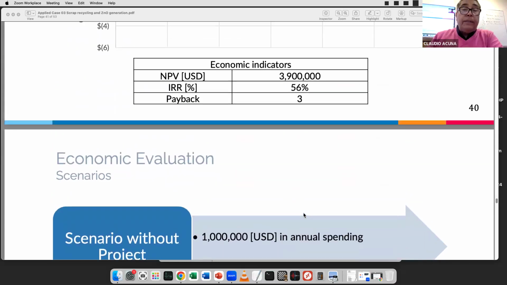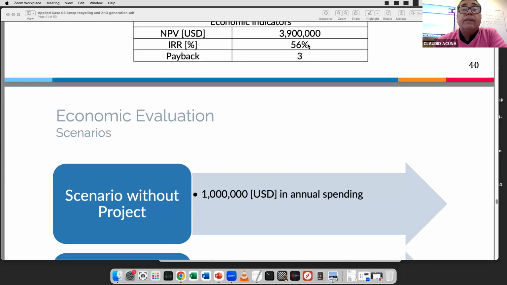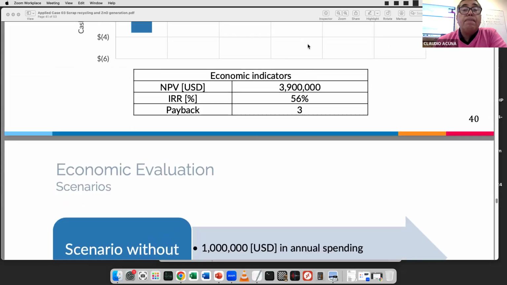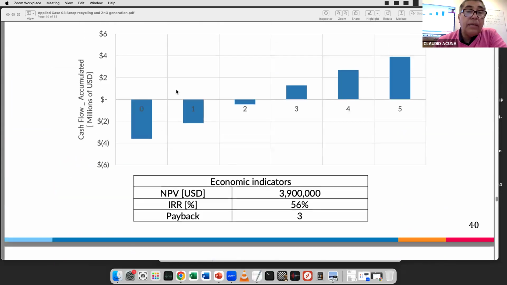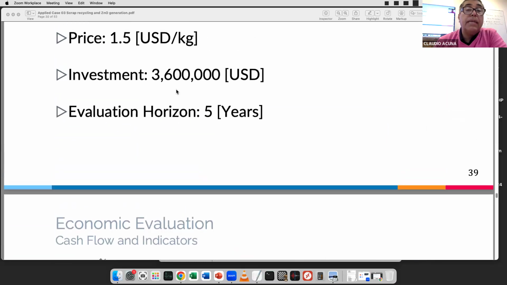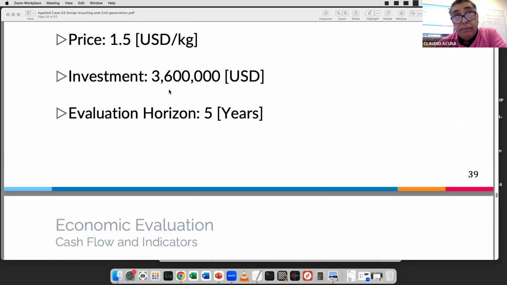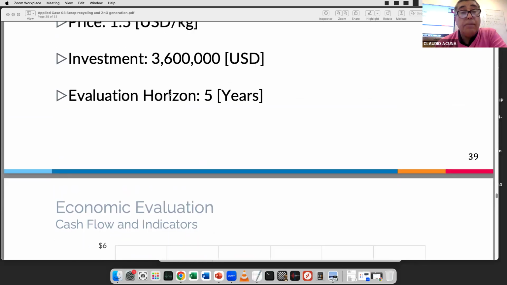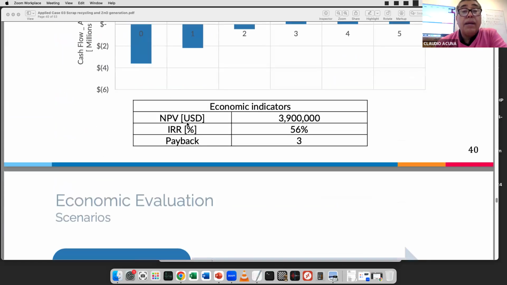Okay, so in this project, you invest. Sorry, the investment. It didn't say the investment. I don't see the investment. Yes, $3.6 million. $3.6 million investment, and you recover the money in 3 years. Recover the money, and after that you're getting money back.